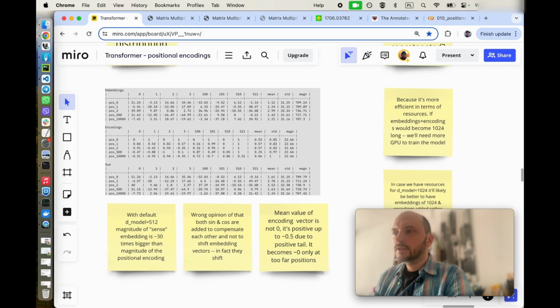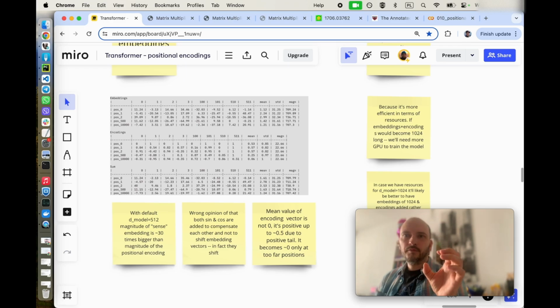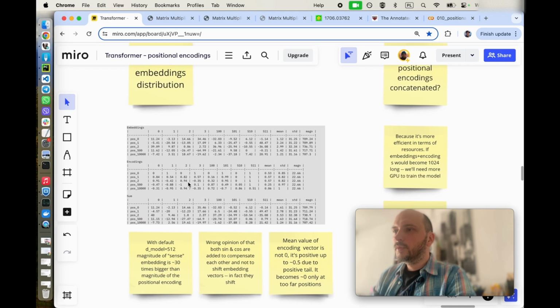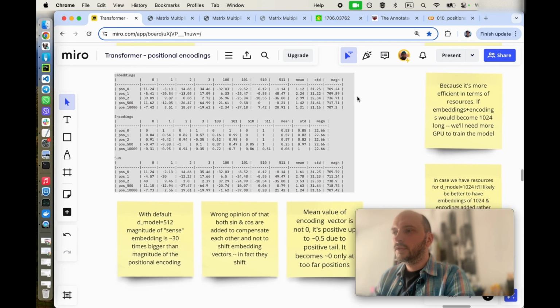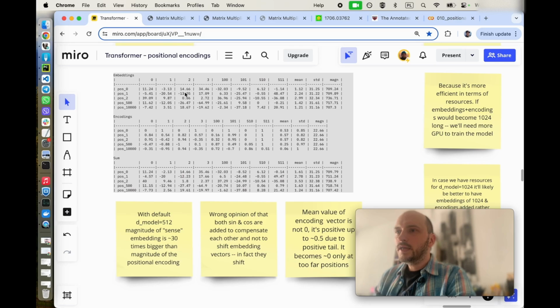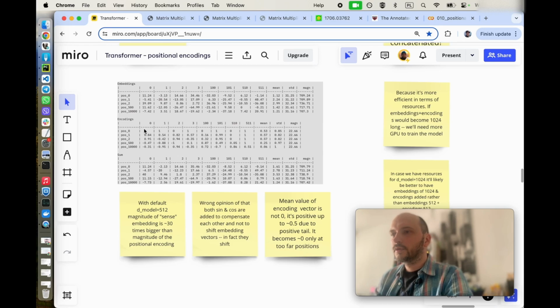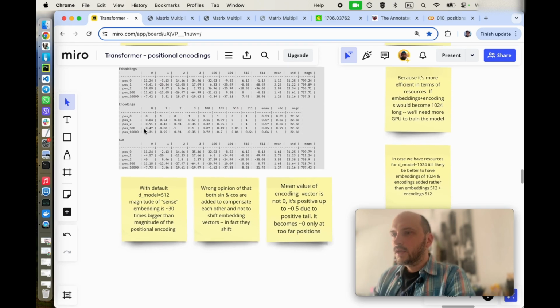So which means that we have 30 pieces of information about semantics and 1 piece of information about encodings. And you may notice that this ratio will be different if we have a different d_model. So if the model will be 1024, as in a big model, then the impact of semantics will be even higher compared to encodings.